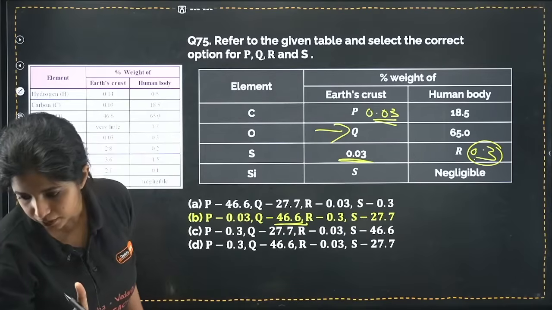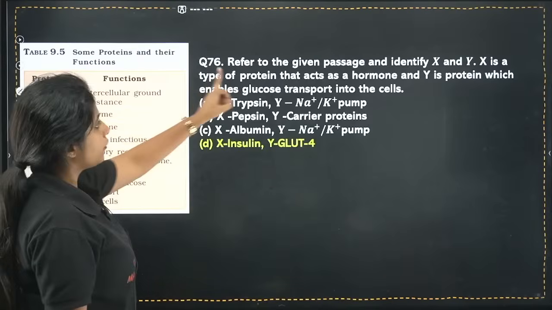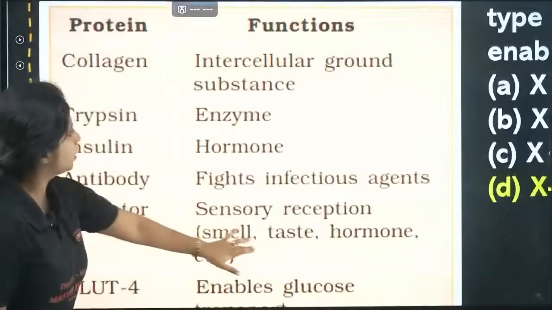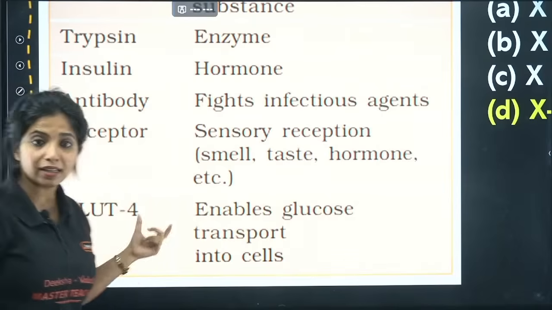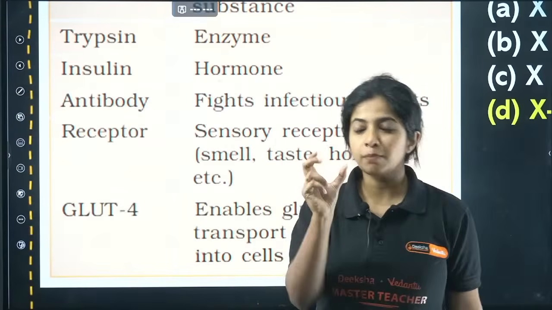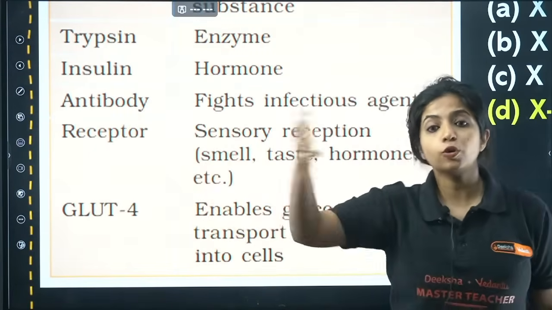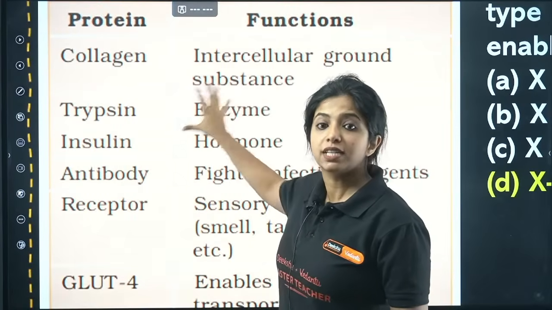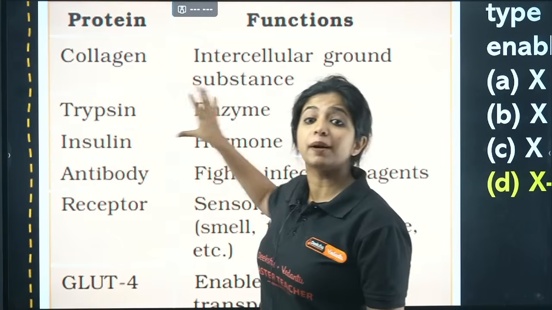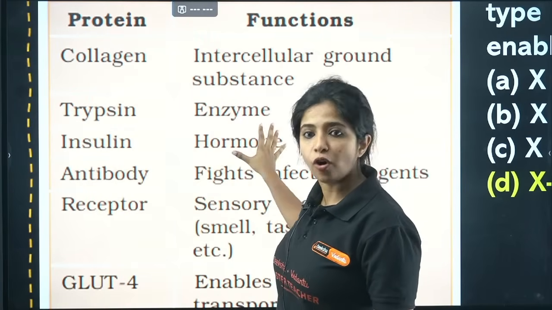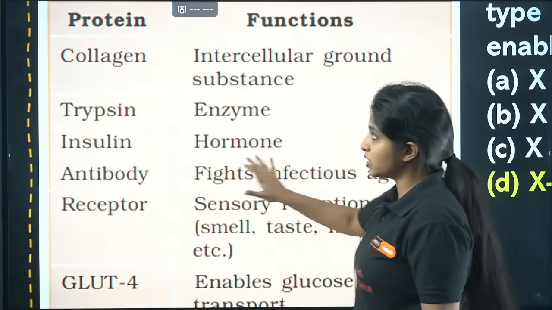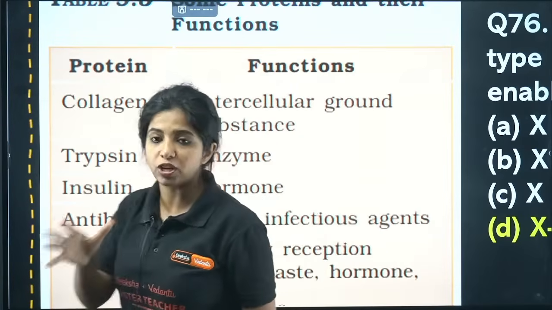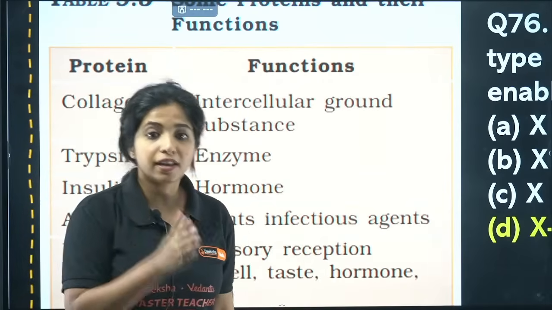Yes. Fine. Now going ahead, refer to the given. The only thing that you have to remember, if you get a question like this, is that GLUT4 is an important transporter which helps glucose get inside the cell. Trypsin is an enzyme. It's a protein, but it's an enzyme. Insulin is also a protein, but it is a hormone, not an enzyme. Antibody fights against infectious agents. Collagen is found in between the cells. It is the intercellular ground substance.